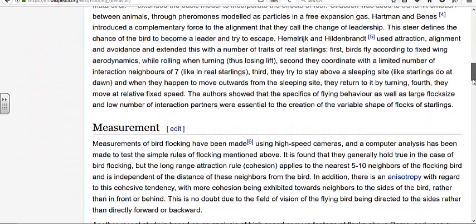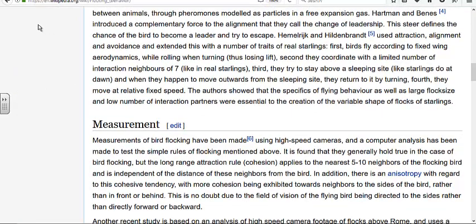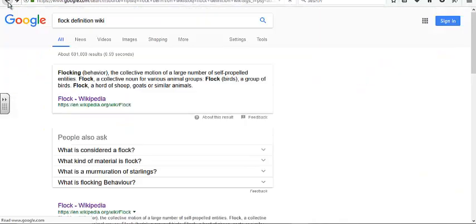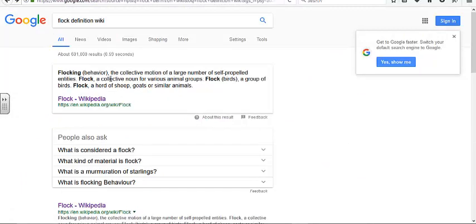And I just saw something that said yes, it could. So let me go back one here. It seemed like the first definition. Here we go. Flock, a group of birds. Flock, a herd of sheep, goats, or similar animals. So it turns out that, when you think of something flocking together, you think of birds. But the reality is that a herd of sheep, goats, or similar animals can also be called a flock.